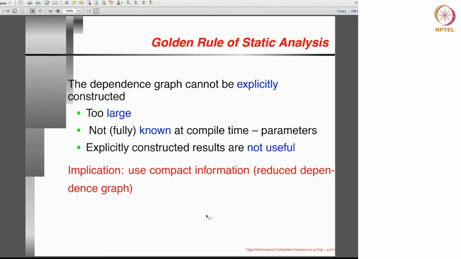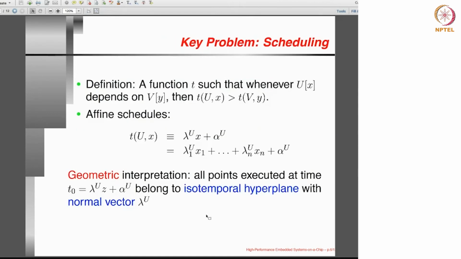So we talked about this. We use the compact information in the program. So I am going to look at timestamps that are specified by linear coefficients like lambda 1 x1 plus lambda 2 x2 all the way up to lambda n xn, where the lowercase n is the number of dimensions.